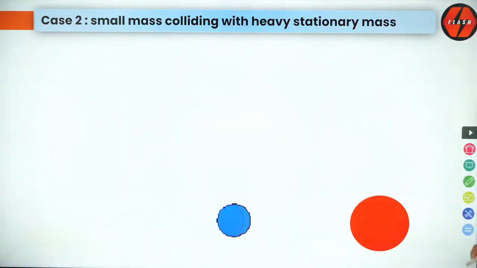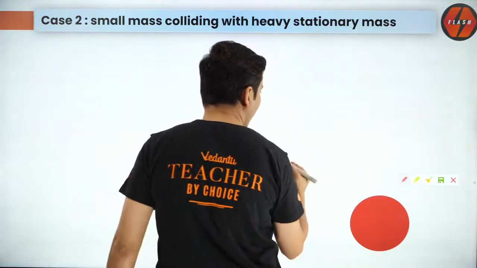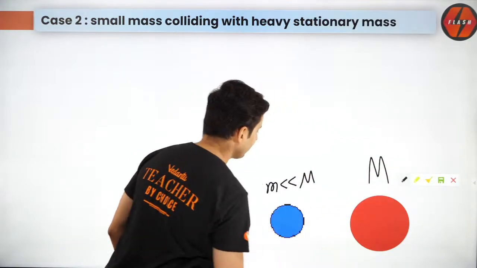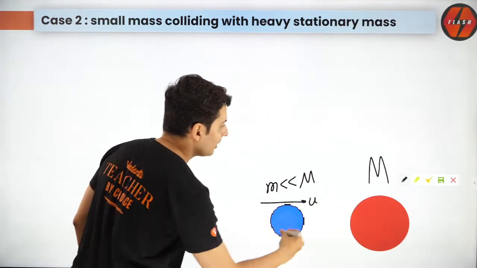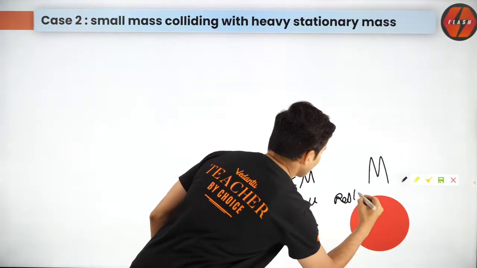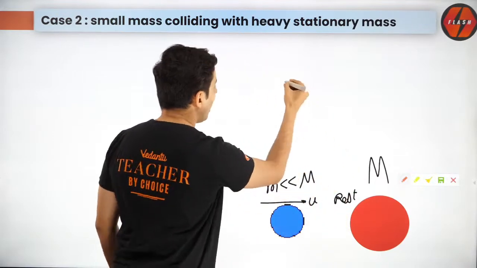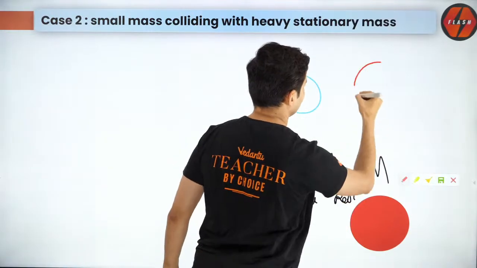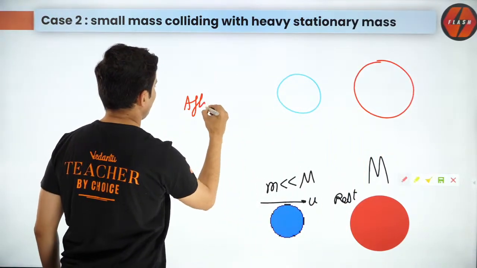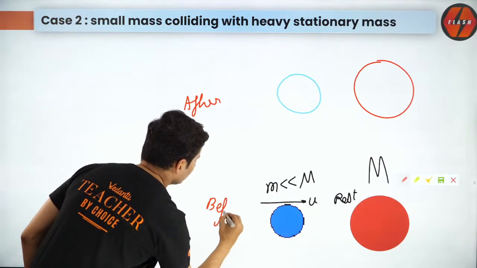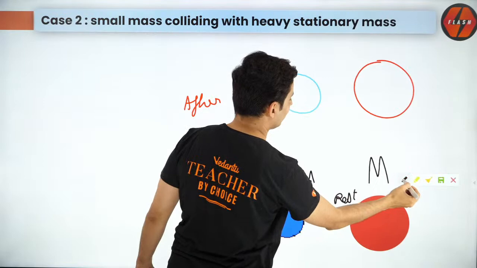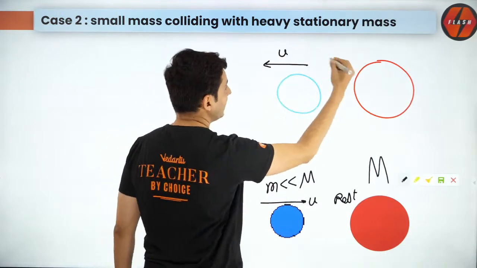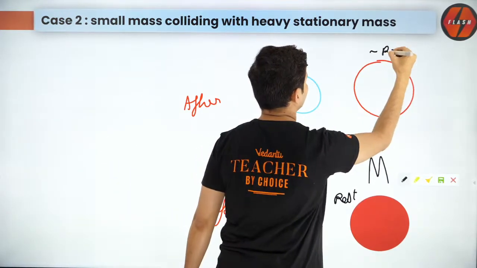So when a very small mass, m, is much smaller than this big M, and it comes and hits with some speed, and let's say this was at rest, then after the collision, now this is after the collision, this was before the collision. After the collision, you will see the smaller mass goes back with the same speed and the bigger mass is still at rest.